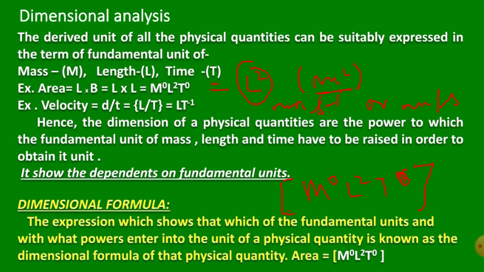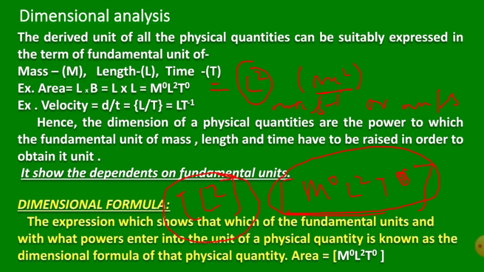This expression we call the dimensional formula. Here we can simply write this as only L to the power 2, L square. That means mass doesn't come in area, your fundamental unit of time doesn't come. So the dimensional formula of area is L square, and it should be written within the square bracket.